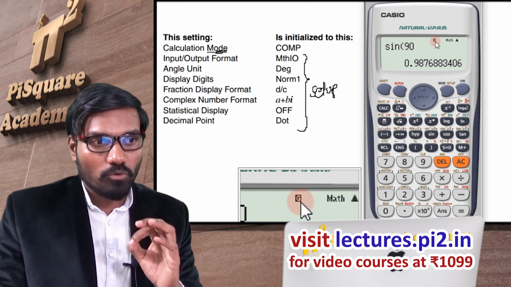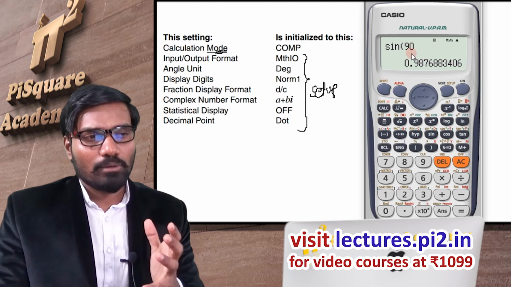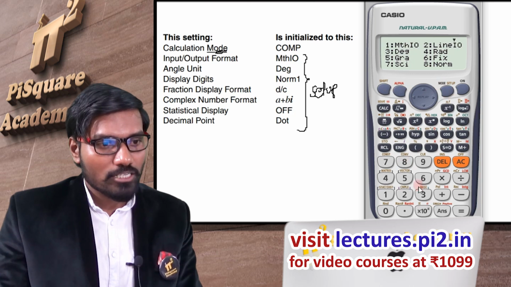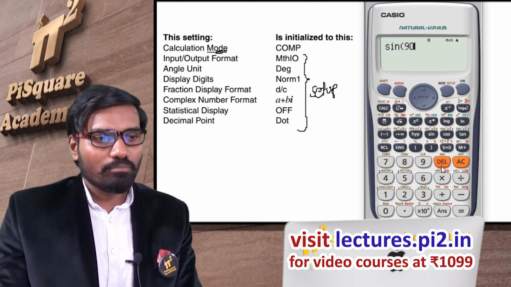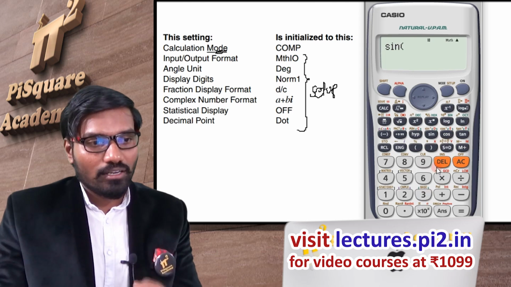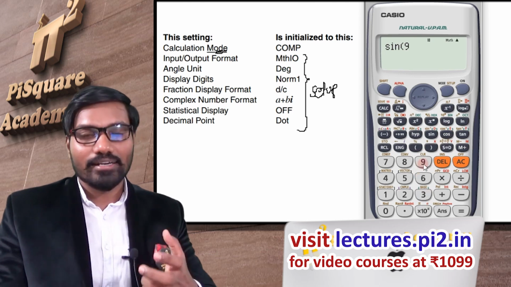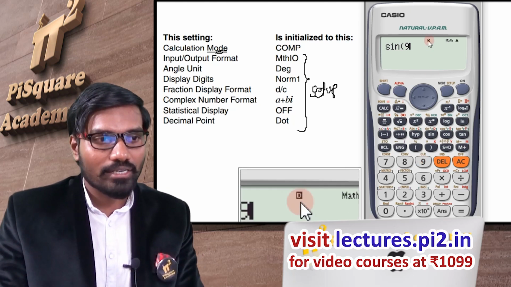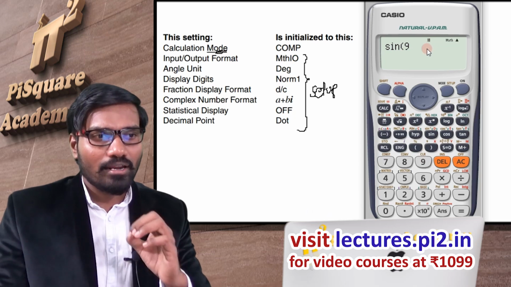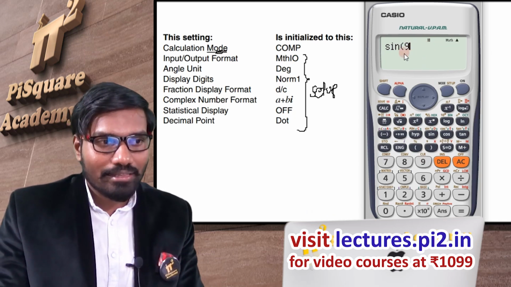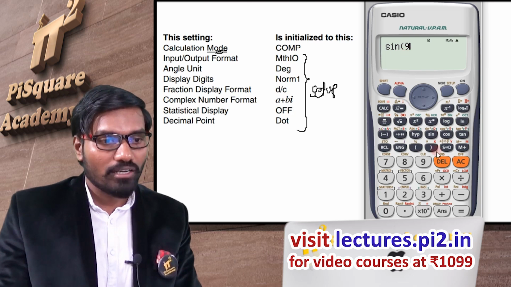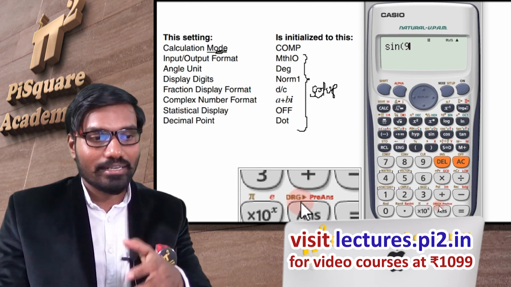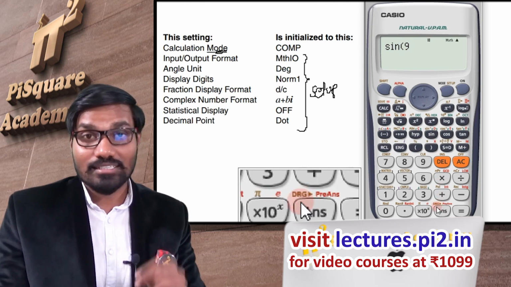Suppose it's in gradient mode, but I want to enter for temporary purpose, or else by default it will be in degrees mode. But for temporary purpose, I want to find sine 9 radian is how much? For now, calculator is in degrees mode. Temporarily, I want to tell the calculator this is a 9 radian. Then you can go for this option over here. DRG is there, degree, radian, gradient.